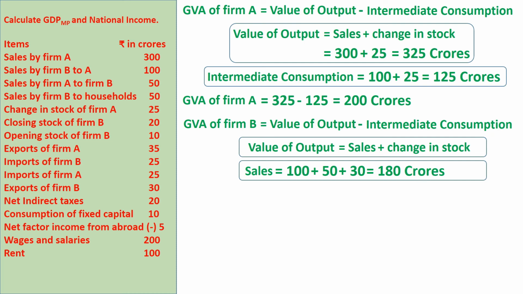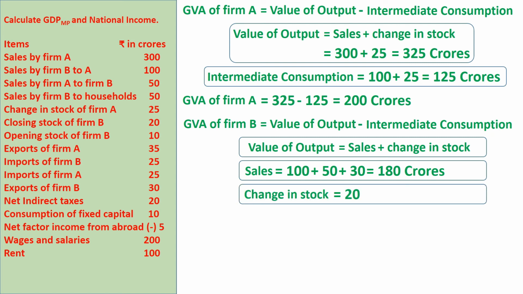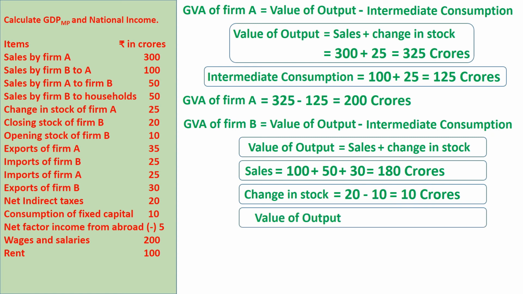Now we will calculate change in stock. Change in stock is equal to closing stock of firm B, that is 20 crores, minus opening stock of firm B, that is 10 crores, equal to 10 crores. Now value of output is equal to sales, that is 180 crores, plus change in stock, that is 10 crores, equal to 190 crores. Now we will calculate intermediate consumption.